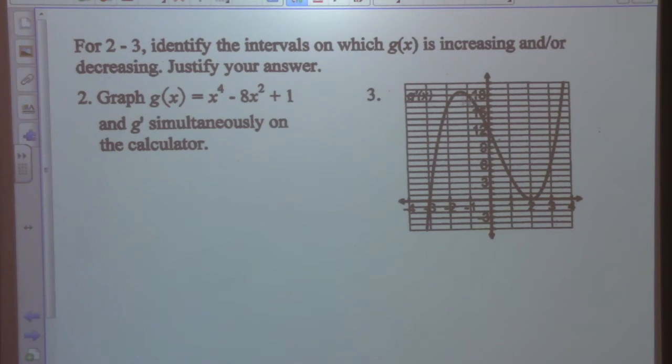So now here we have 3, and by the way, for number 3, you have g prime. I want you to go ahead and figure out on problem 3 whose graph is shown, and where the increasing and decreasing intervals are for that one, for number 3.